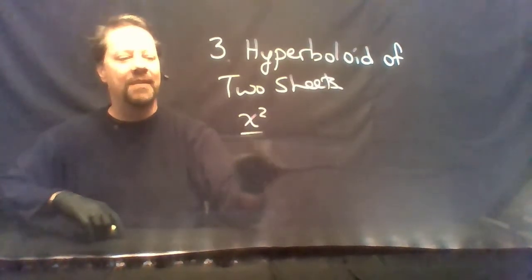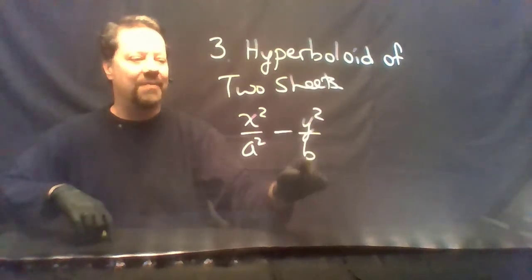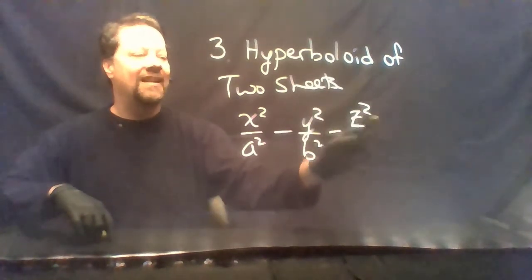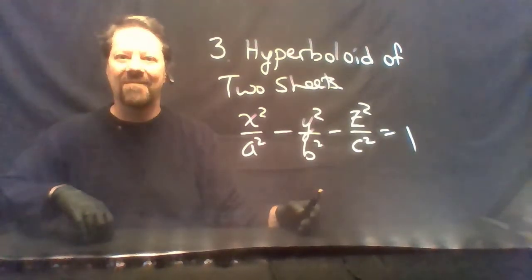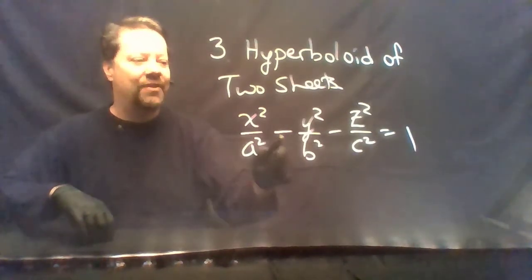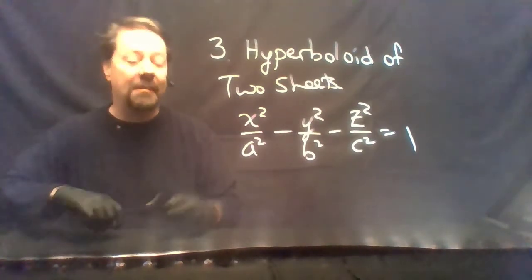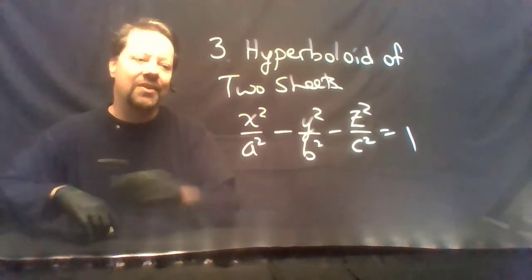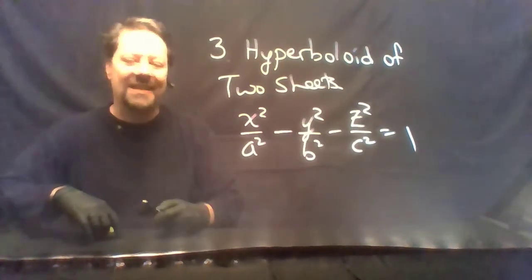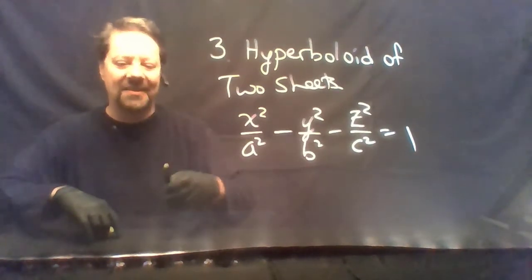These are of the form x squared over a squared minus y squared over b squared minus z squared over c squared equals a positive 1. Now we have 2 negatives for the hyperboloid of 2 sheets. It doesn't particularly matter where you put those 2 negatives, only that there are 2. If you have one term that is positive, there will be an axis down that coordinate axis.